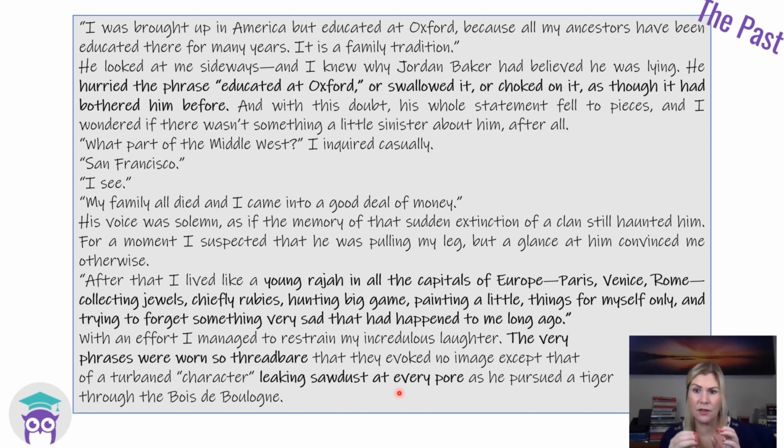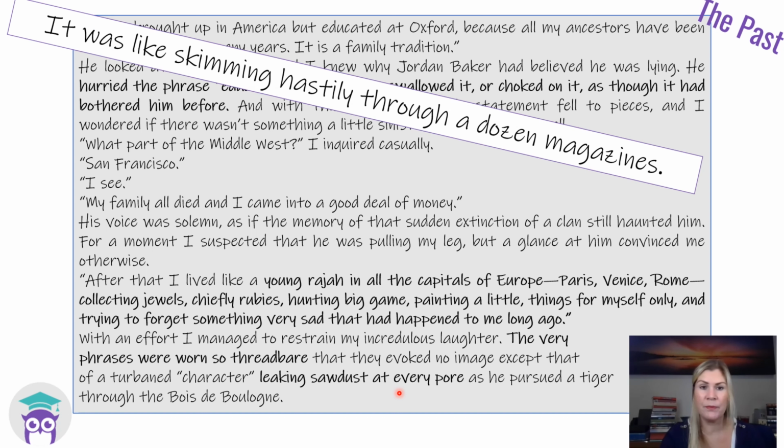So another metaphor that suggests the idea of construct, that Gatsby's persona is so clearly constructed, is so clearly fake, that Nick can see all of the flaws in it. In fact, he uses this simile. "It was like skimming hastily through a dozen magazines." That demonstrates the falsity of this. Now, what's interesting is when he talked about being educated at Oxford, there was something uncomfortable for him. So it was difficult for him to say the words, whereas this story has been really well rehearsed. He's not choking on those words. It's the rehearsal of them that suggests falsity. So there is a difference in the presentation of these two stories.